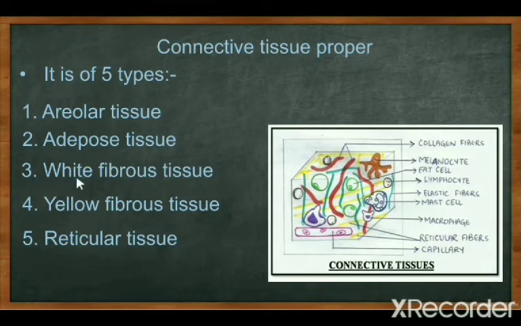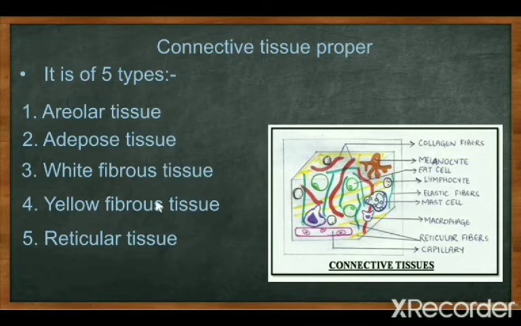Next one is white fibrous connective tissue. The name you listen, white fibrous connective tissue is basically also called tendon. Why is it called tendon? Tendon means when a bone connects to the muscle. It means the fiber or the tissue which helps to connect the bone to muscle is called white fibrous connective tissue or tendon.